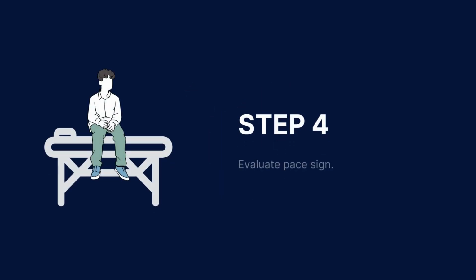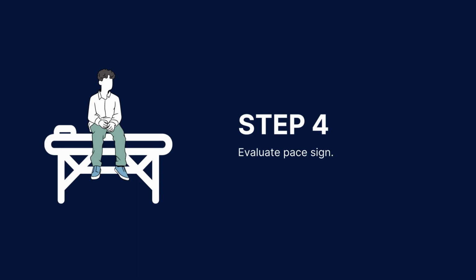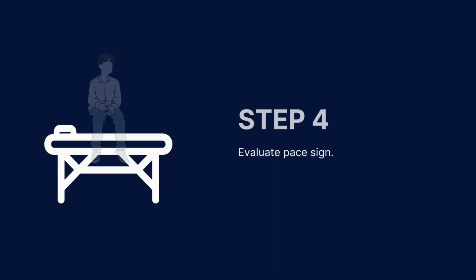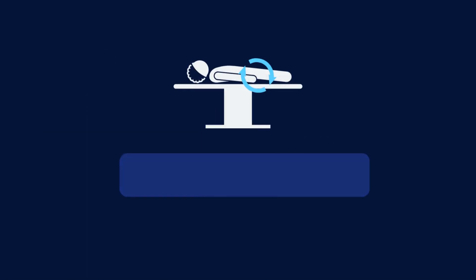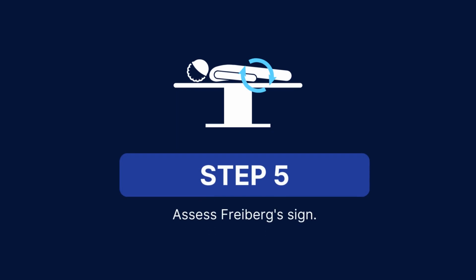Evaluate PACE sign. Ask the patient to sit at the examination table. Instruct the patient to abduct their hip against resistance. Assess for pain or discomfort in the buttock or hip. Assess Freiberg sign. With the patient in a supine position, passively internally rotate the extended leg at the hip.